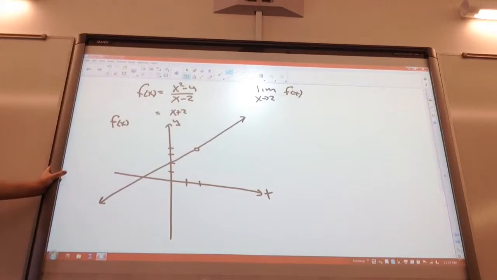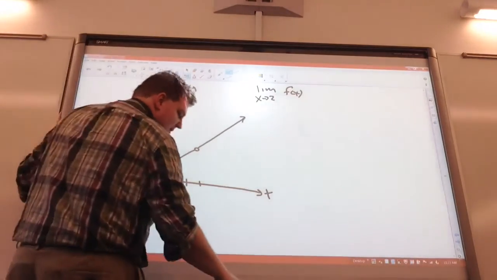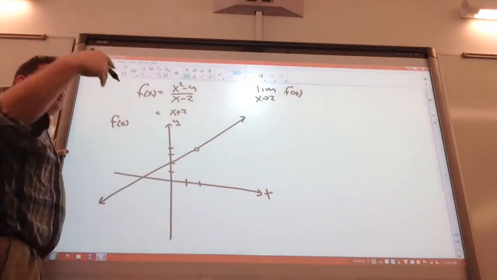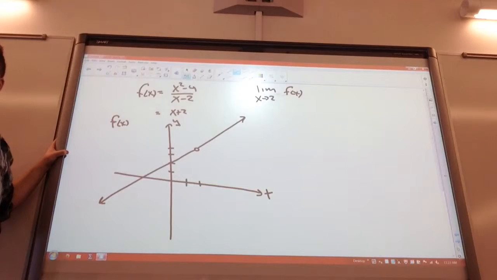So, would the limit exist at the hole? Yes, it would. Why? Think about things graphically. Something near it is approaching that. It is approaching the hole, and as Khalid said, remember, the value of the limit is not the same exact thing as the value of the function. So both of you have got it right.